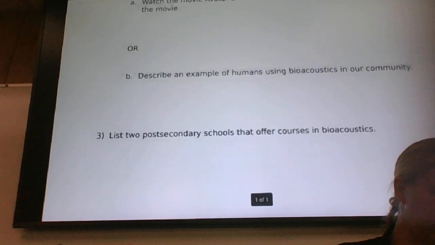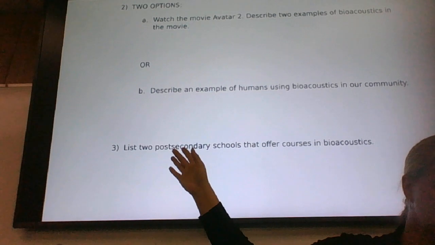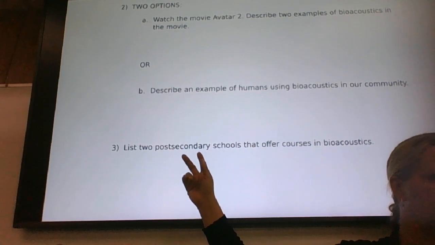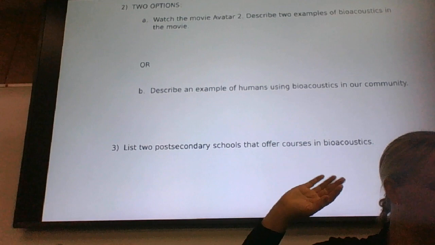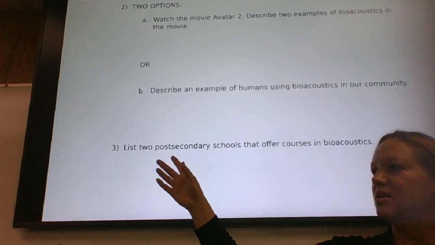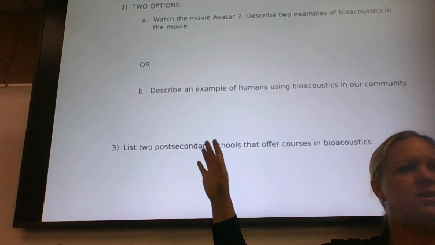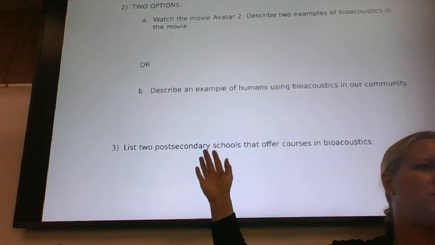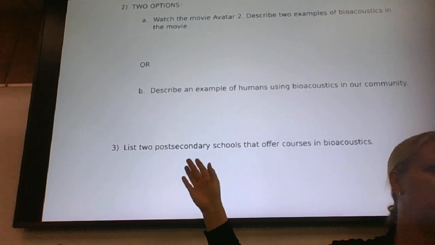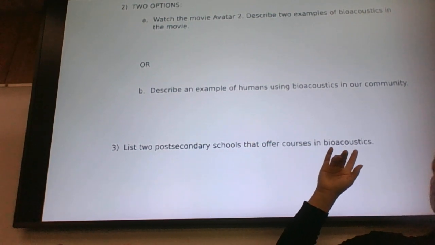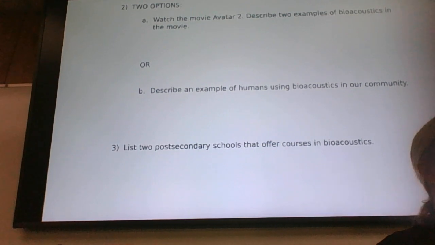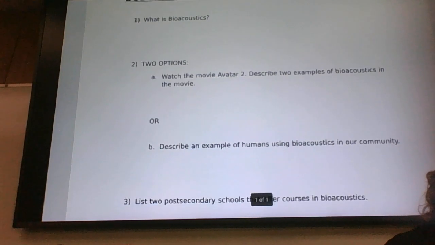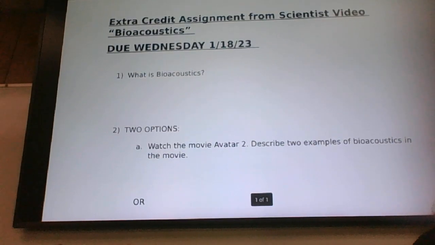And then the last thing for the extra credit assignment is to list two schools, post-secondary. Violet, do you know what post-secondary means? Post-secondary? Do you? No. So, high school is typically referred to as secondary. So, post-secondary, what I mean is colleges or universities. Two colleges or universities that actually offer courses in bioacoustics. Okay, so just research that. Any questions? Okay, so this is posted in Schoology. You can look it up.